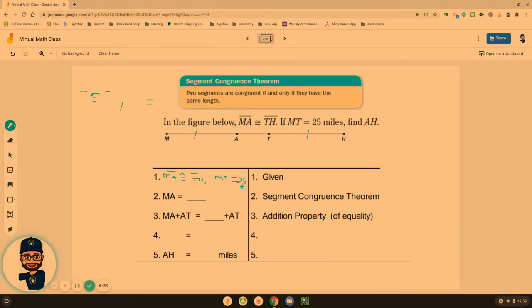So we started with the segments MA and TH. If they're congruent, this theorem up here says that they're the same distance. So the distance of MA equals the distance of TH. What allows me to say that?